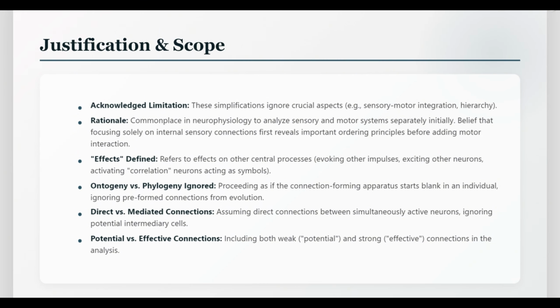But the author argues this is a deliberate strategy, inspired by older neurophysiological ideas, emphasizing the internal organization of the sensory system itself, separate from immediate action. The idea is to first understand the ordering principles within the sensory world before bringing in motor responses. When we talk about effects here, we mean effects on other central processes, like evoking other impulses or activating neurons that act like symbols for certain classes of inputs.